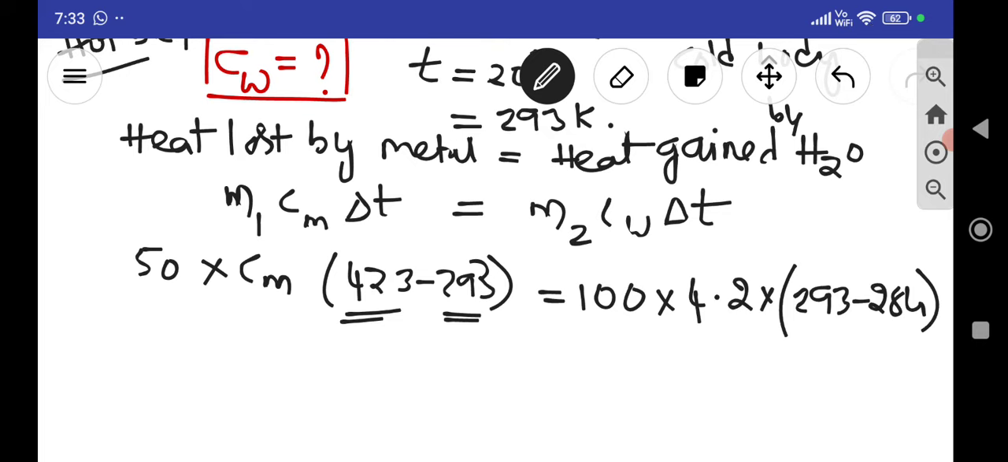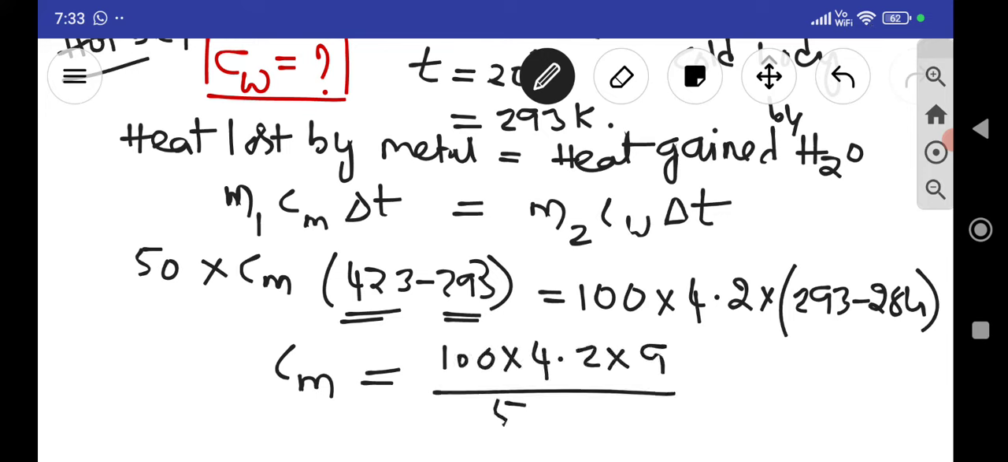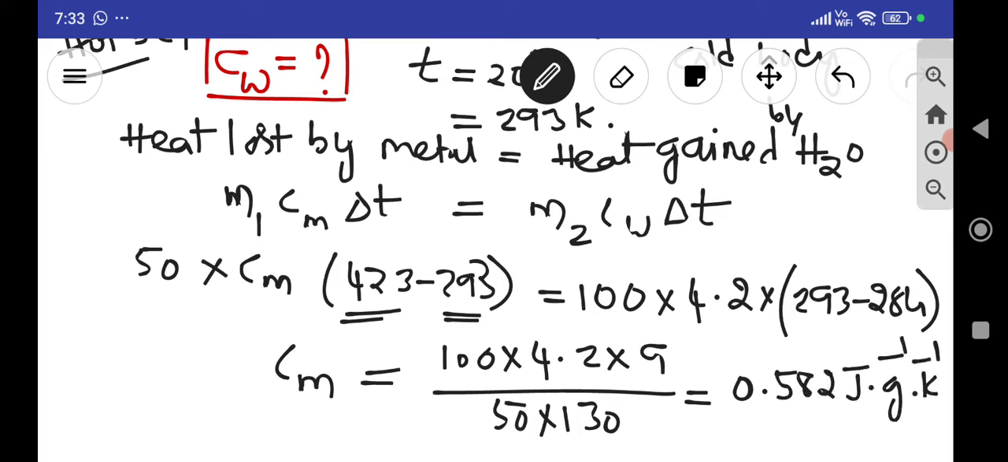So finally on calculation we get Cm is 100 into 4.2 into 9 by 50 into 130. So the answer you get is 0.582 joule per gram per Kelvin. Hope everybody understood this.